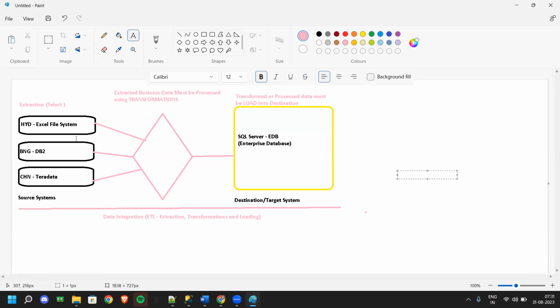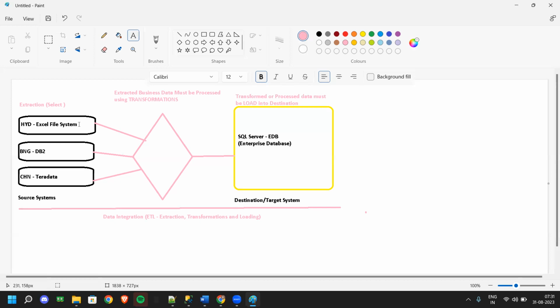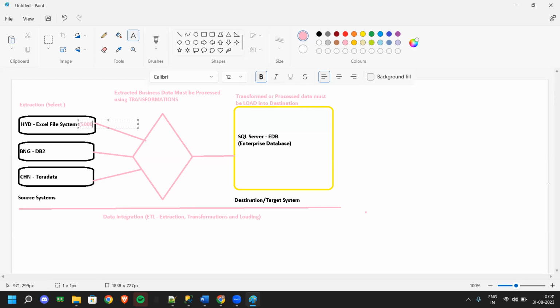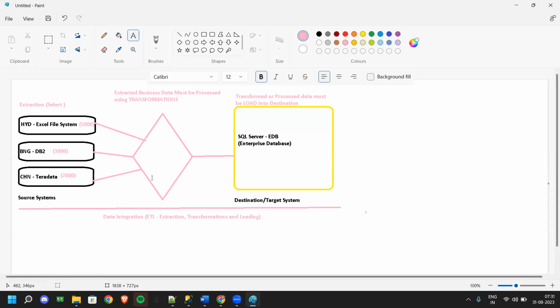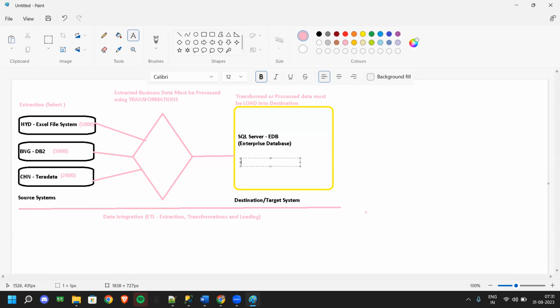Right. Now, for example, sir, here we have 5,000 records. Here we have 3,000 records. And again, here we have 2,000 records. Totally, if I perform data integration or else ETL activities, you have totally 10,000 enterprise level business data.